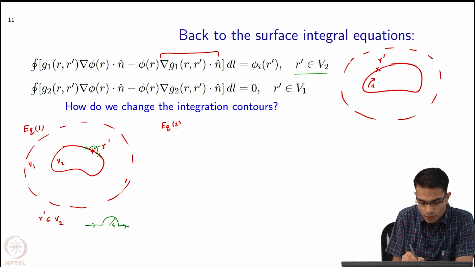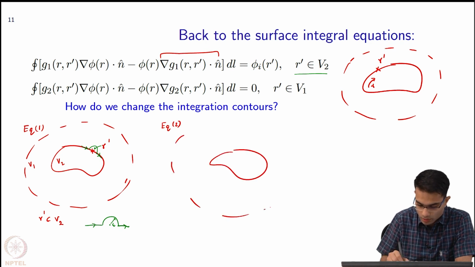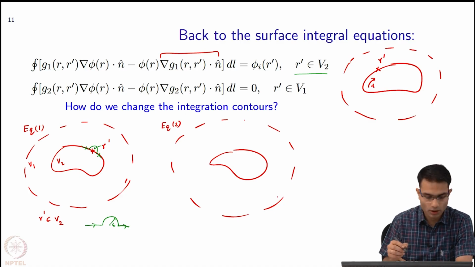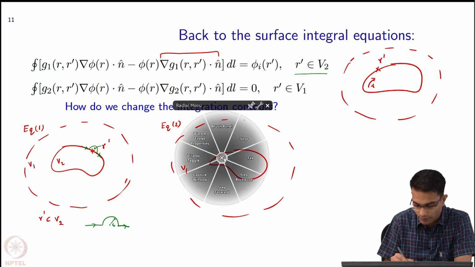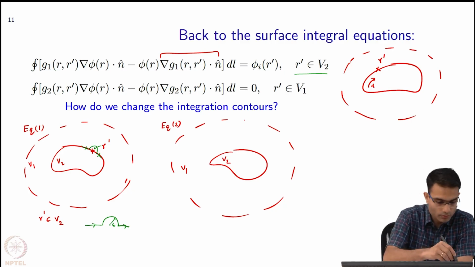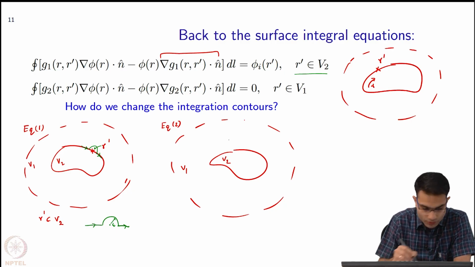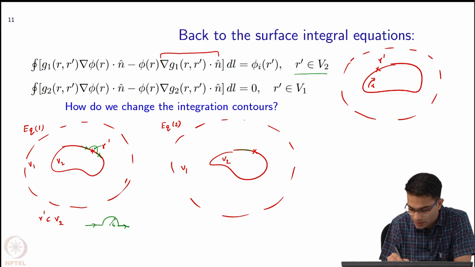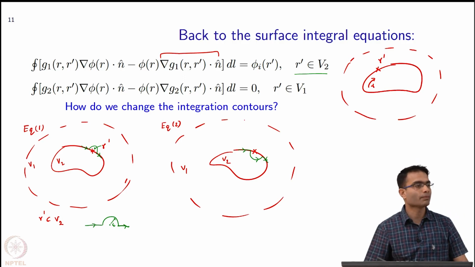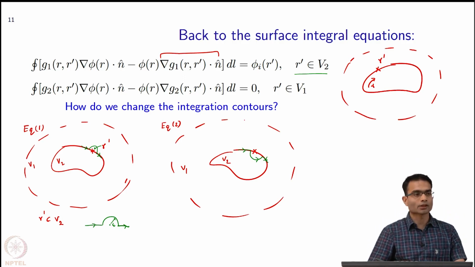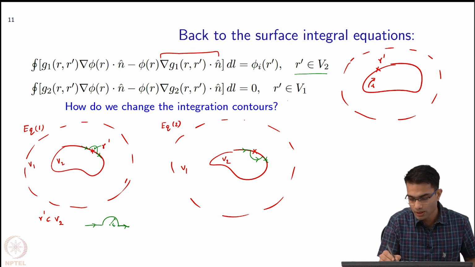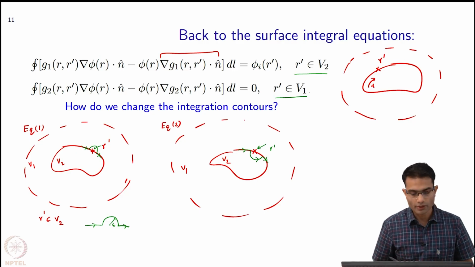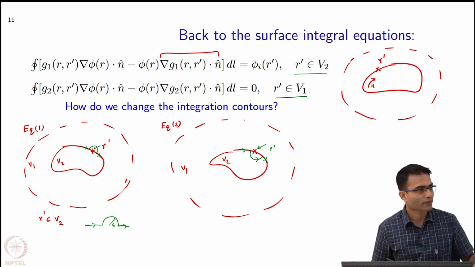For equation 2, the same logic will give me a different contour. This is again V1 and V2, and this is my point, r prime. So, I must modify this in this way. I am exaggerating it to show you very clearly which way I am bending the boundary, but obviously that is a circle of radius epsilon which will go to 0. So, in this equation now r prime continues to stay in V1. Okay. So, that is how we will modify these boundaries.